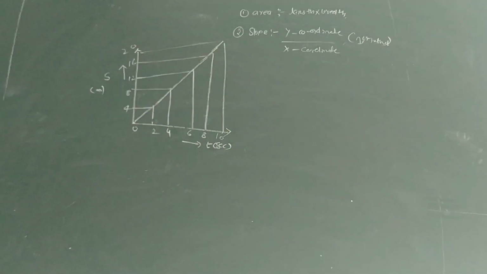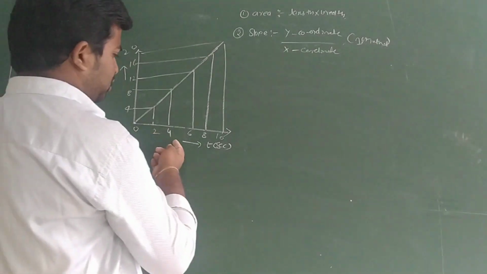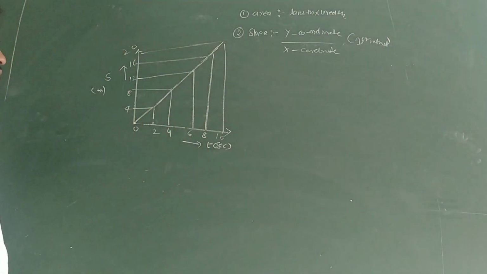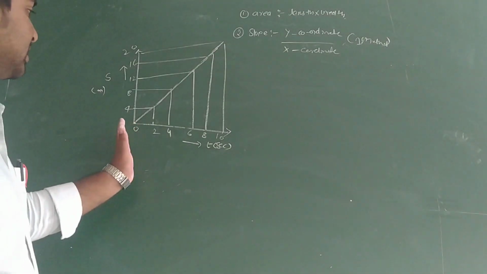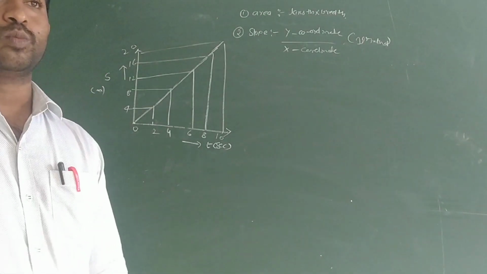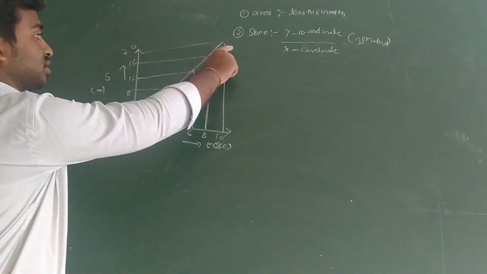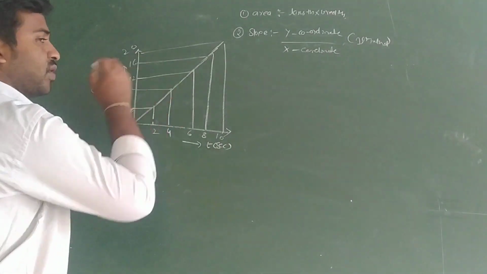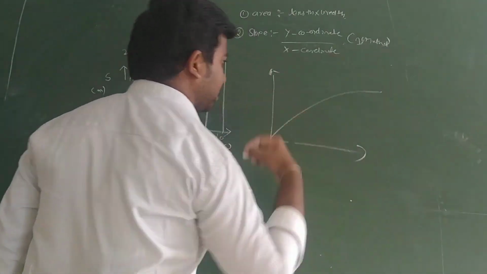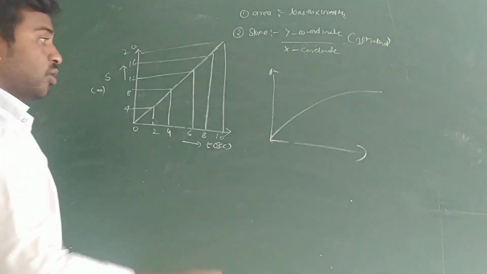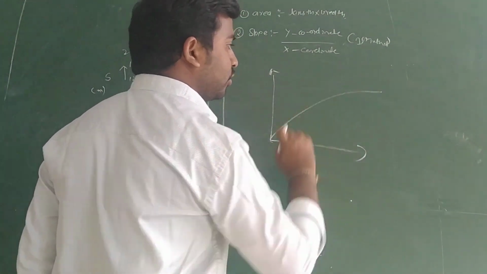Right? So here an object covers equal displacements in equal intervals of time. We say it is a uniform velocity. So this graph is a straight line starting from the origin. Then we can say that it is a uniform motion. But if the body increases its velocity, for example, I am drawing like this, it is a non-uniform motion. It is a non-uniform motion.